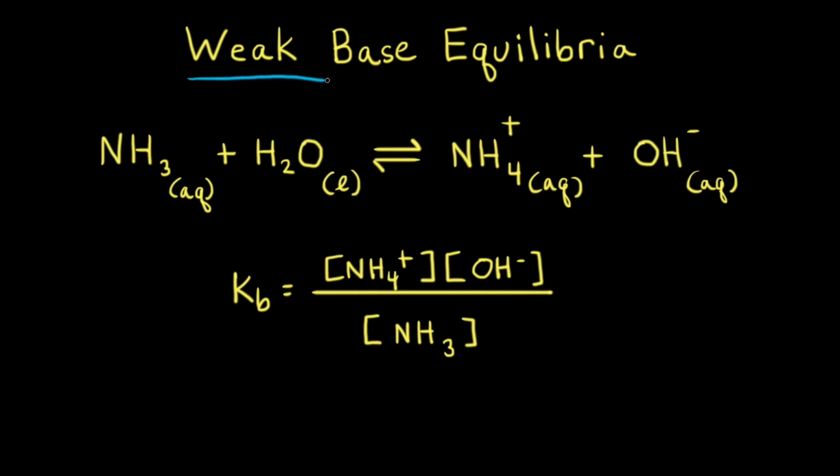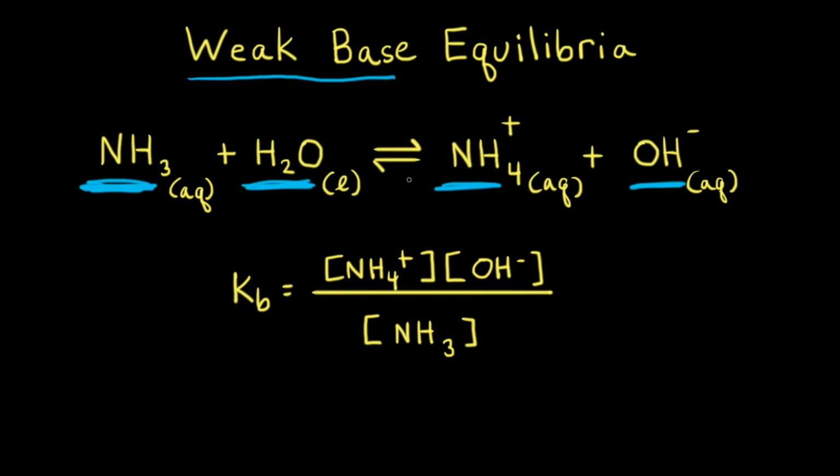An example of a weak base is ammonia, NH3. And ammonia will react with water. In this reaction, water functions as a Bronsted-Lowry acid and donates a proton to ammonia, which functions as a Bronsted-Lowry base and accepts a proton. A proton is H+, so if you add H+ onto NH3, you form NH4+, which is the ammonium ion. And if you take away an H+ from H2O, you form the hydroxide anion, which is OH-.